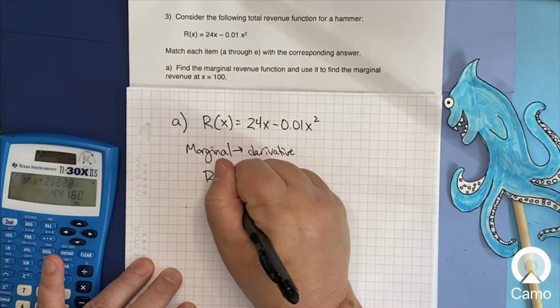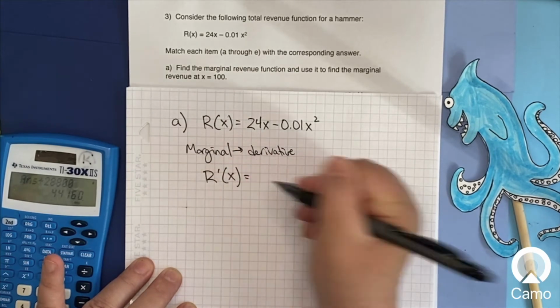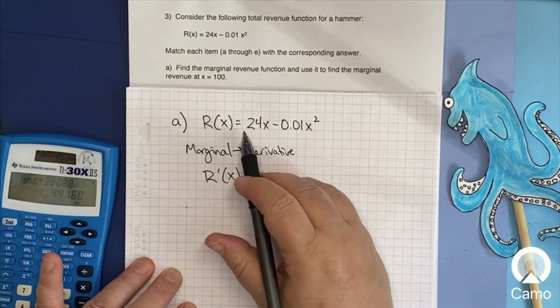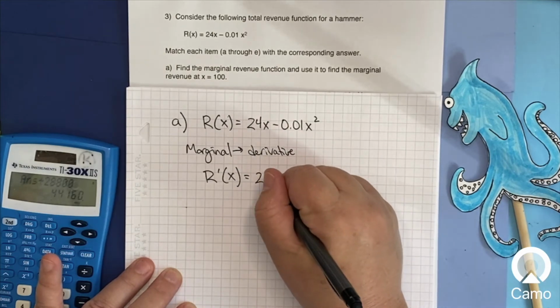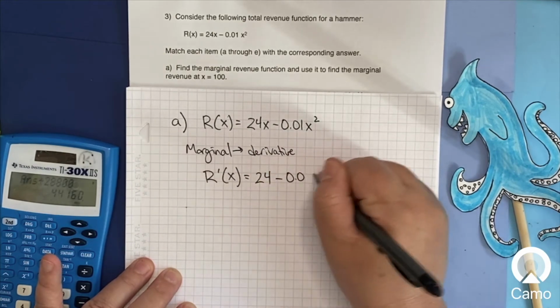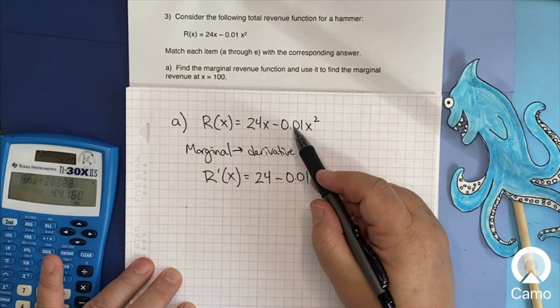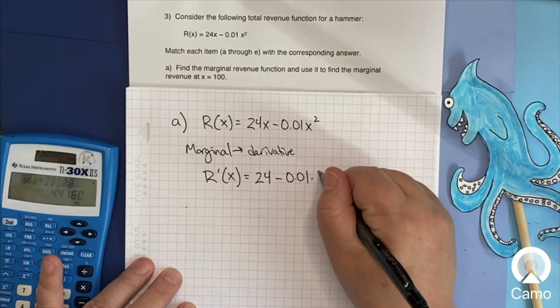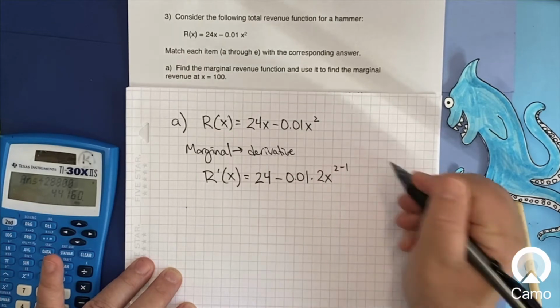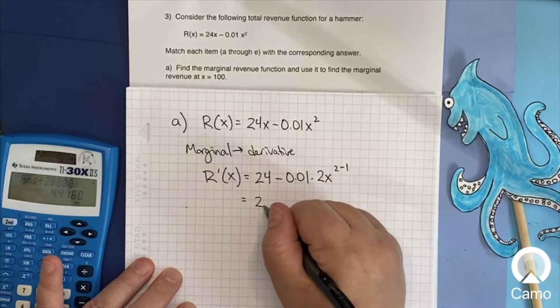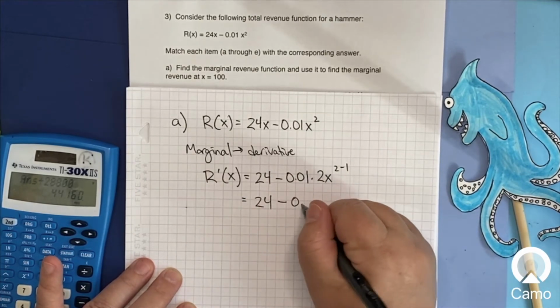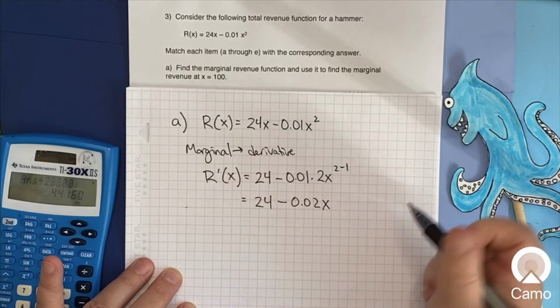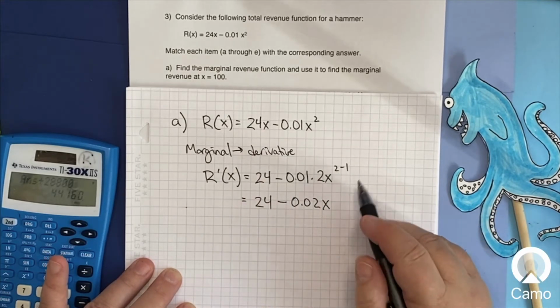So what is the derivative of r of x? Well, 24x becomes 24. The negative 0.01 just hangs out. The 2 comes down. We subtract 1. We get 24 minus 0.02x, right? Because 2 minus 1 is 1.